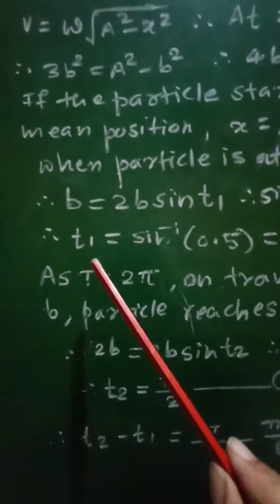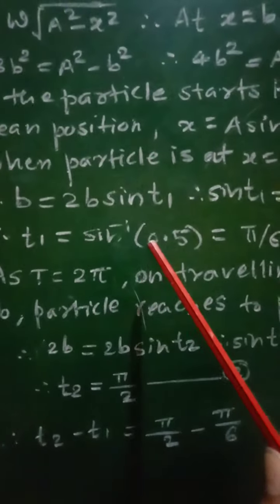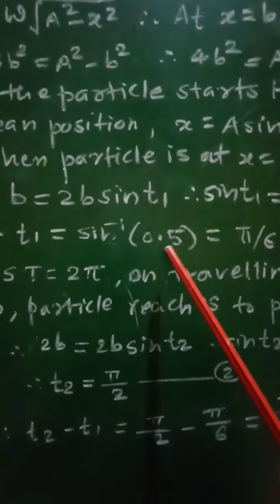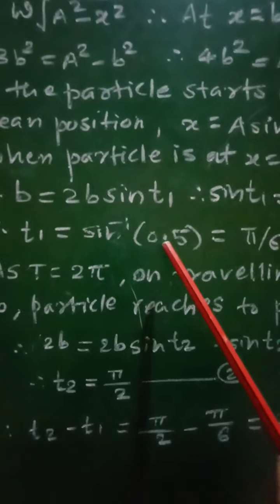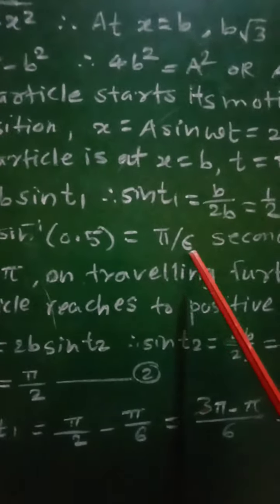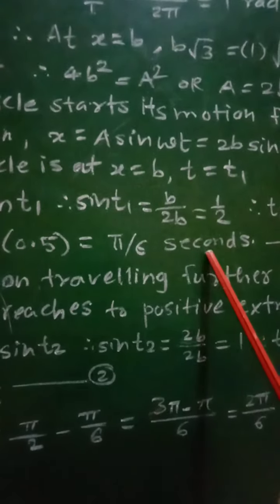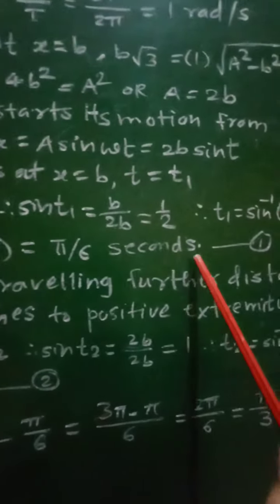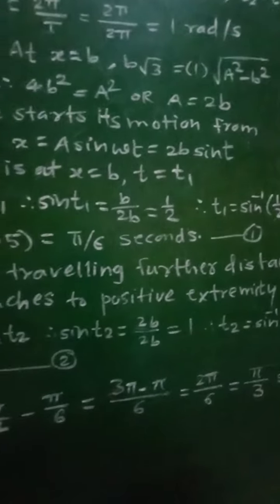But t1 will be equal to sine inverse of half, that means sine inverse of 0.5, and sine inverse of 0.5 is pi by 6. So pi by 6 seconds will be the value of t1, equation number 1.